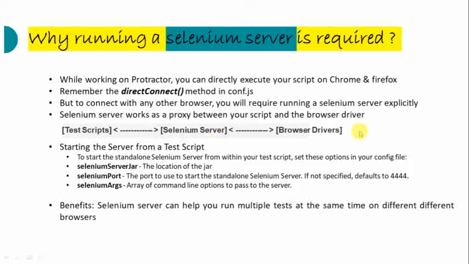You will have to run the Selenium server in between, and then your test case will travel through Selenium server to web browsers. Now, starting the server from a test script: you can start your Selenium server with the test script, and you can also execute it with the command line. To start the standalone Selenium server from within your test scripts, set these options in your config file: Selenium server jar, Selenium port, and Selenium arguments. The benefit is that Selenium server can help you run multiple tests at the same time on different browsers.